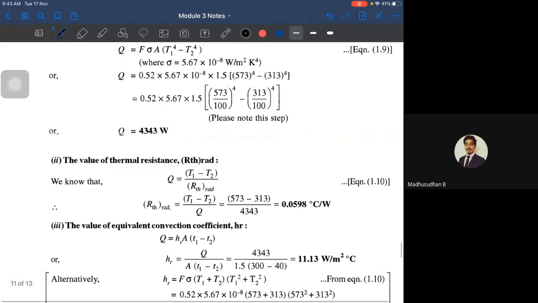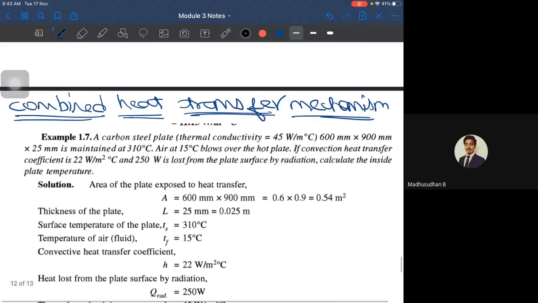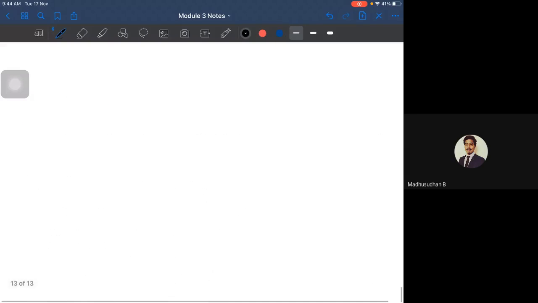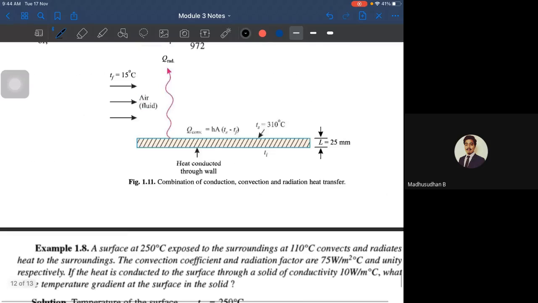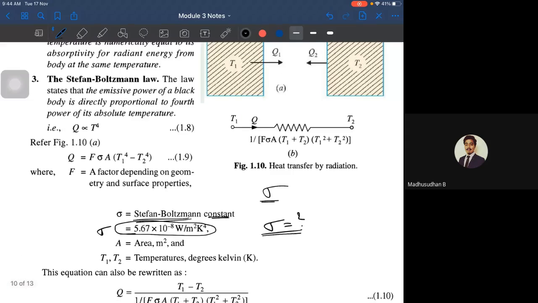Okay, combined heat transfer. Few more problems are there, and one more class is enough. This particular module will be completed. Okay, again we shall have a revision.